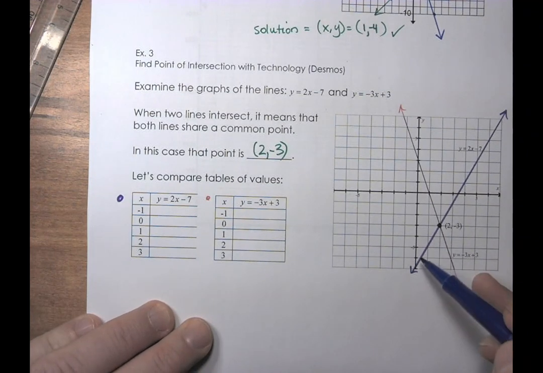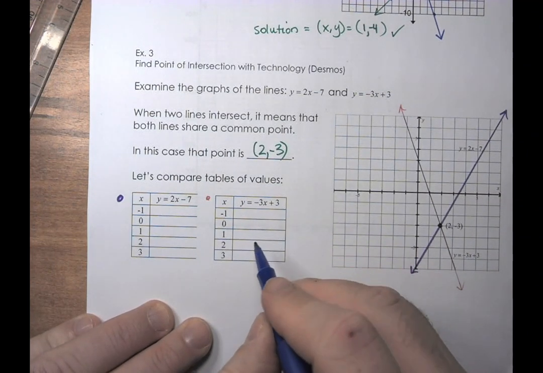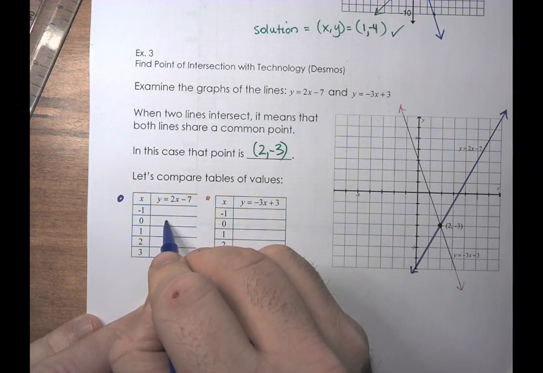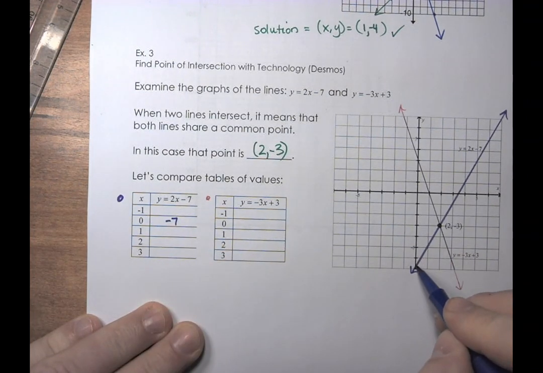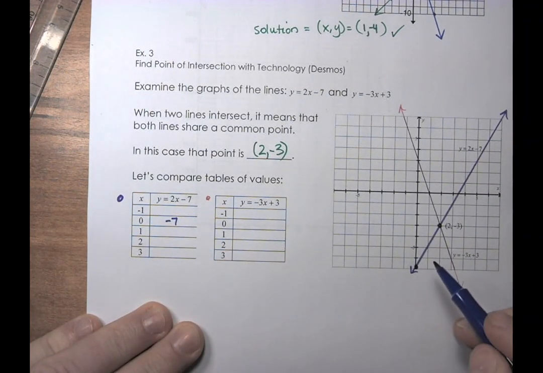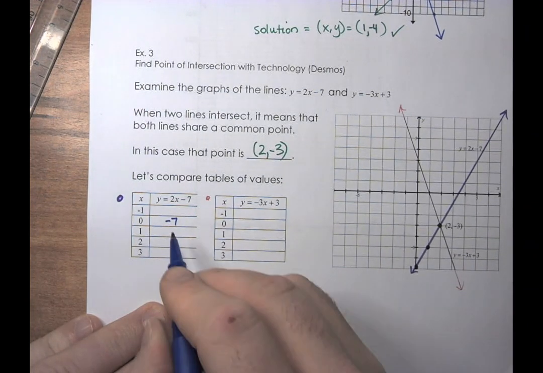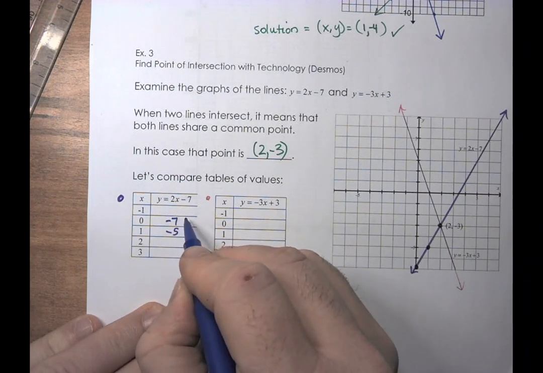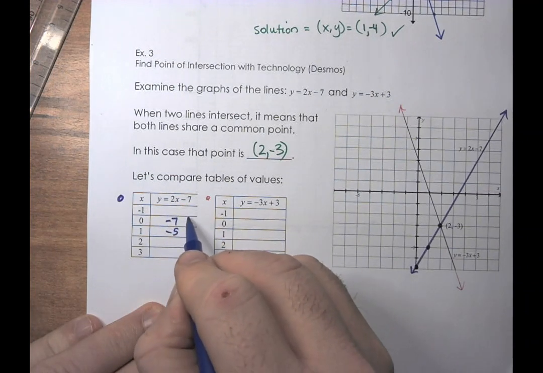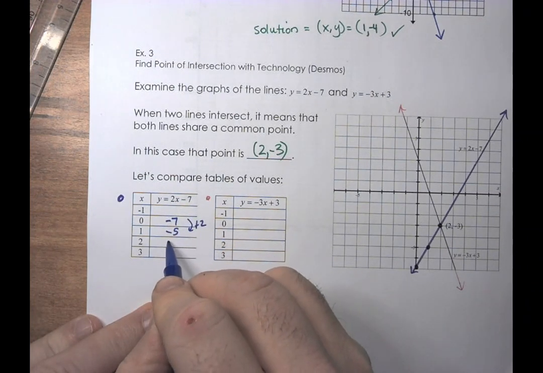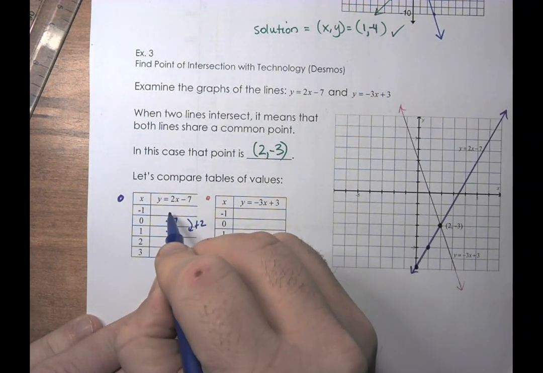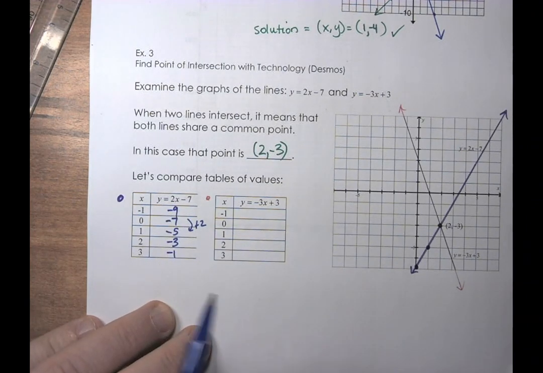So if I was looking at the blue line, at x equals 0, I get negative 7, because that's where I'm at. At 1, I'm at negative 5. And we know we're increasing by 2, because that's what our slope says. So that should be negative 3 and then negative 9 going the other way.